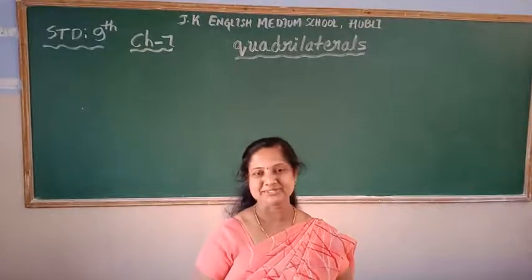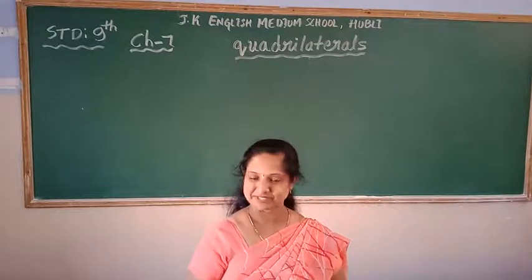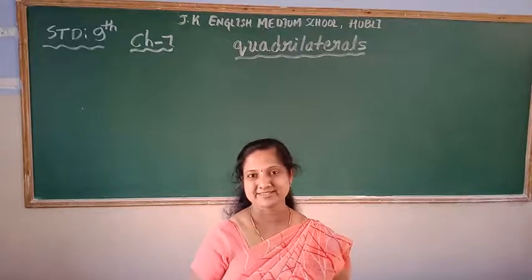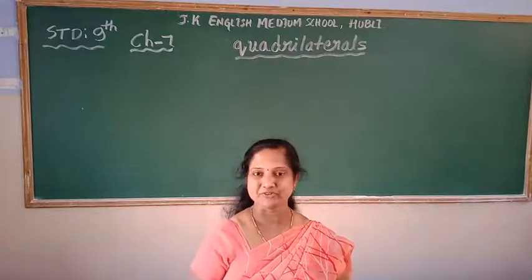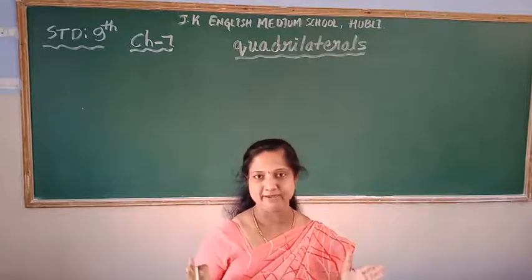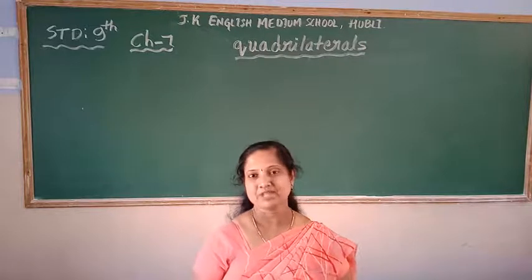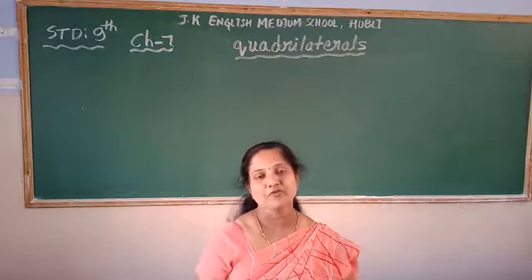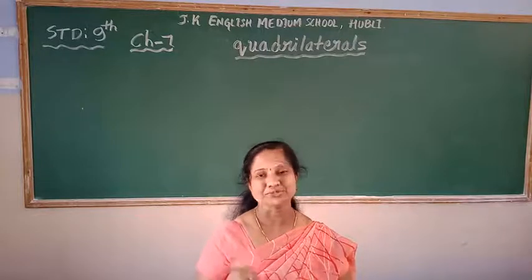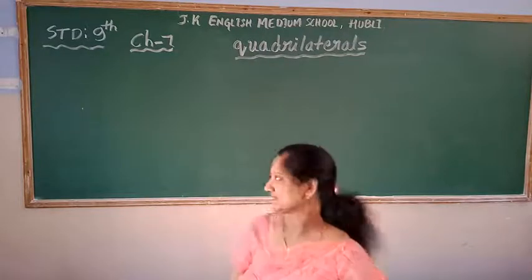I am going to continue, that is chapter 7, quadrilaterals. So the chapter name is quadrilaterals. What is the definition of a quadrilateral? A quadrilateral is a plane closed diagram which is having four sides, four angles and four vertices. Okay children, I am going to write the definition of a quadrilateral.